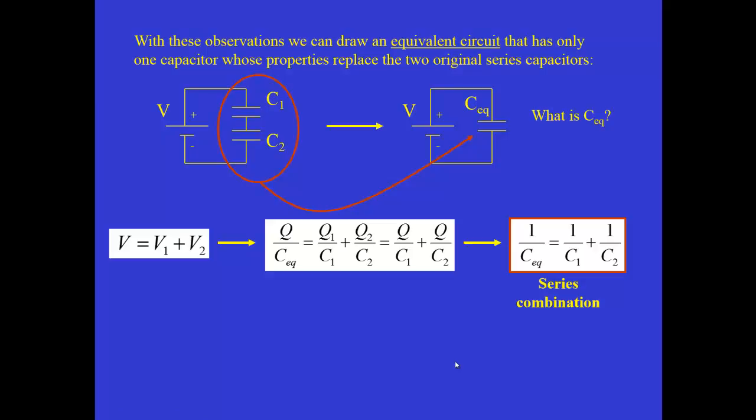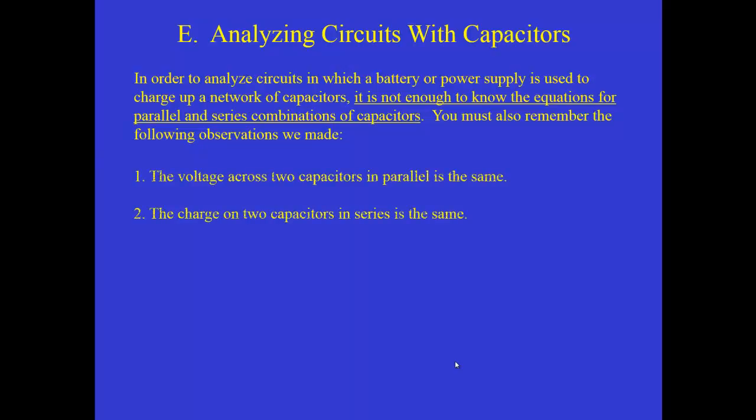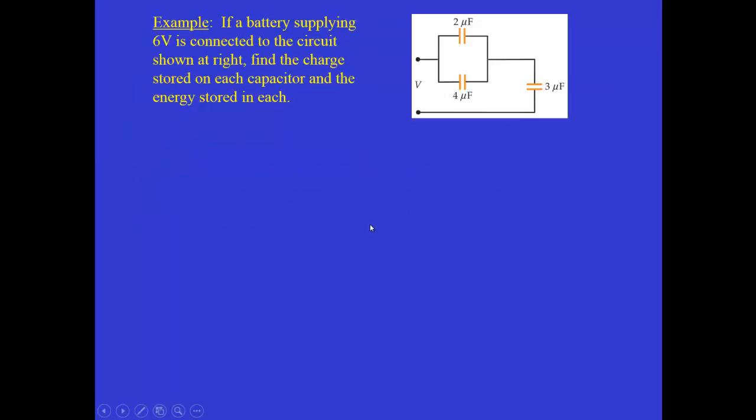These two formulas are very useful in simplifying more complex circuits. And it's important, though, to remember these observations, because it's not enough in order to answer the kinds of questions that we want to know, such as how much charge is there going to be in each capacitor when we have a complicated circuit. It's not enough just to remember those two equations. You have to remember the observations. When two capacitors are in parallel, the voltage across each of them is the same. When two capacitors are in series, the charge across them is the same. And we'll show an example here.